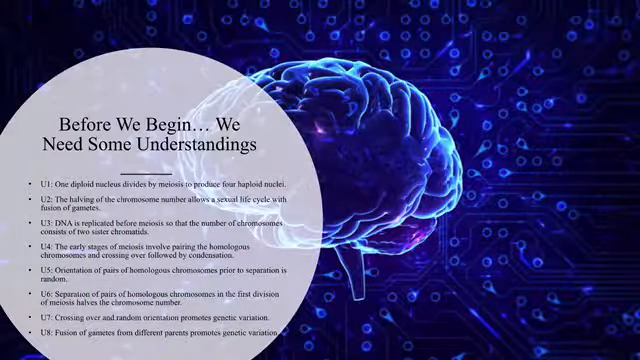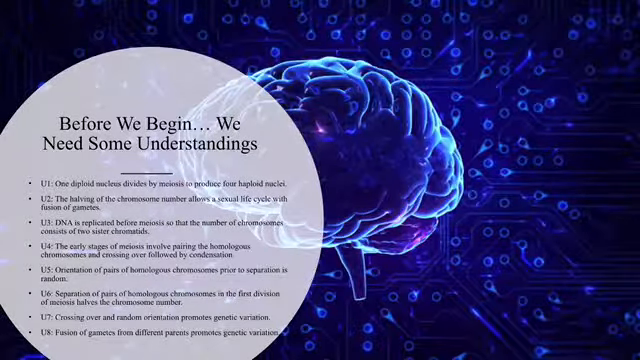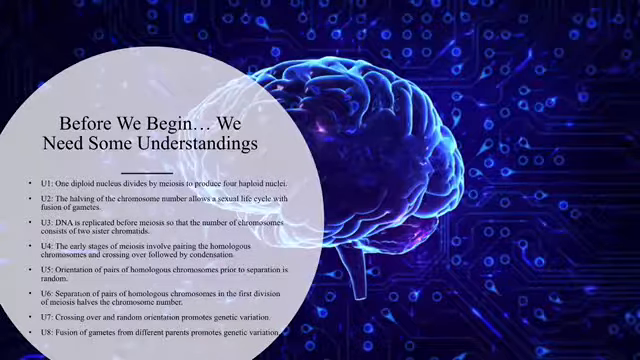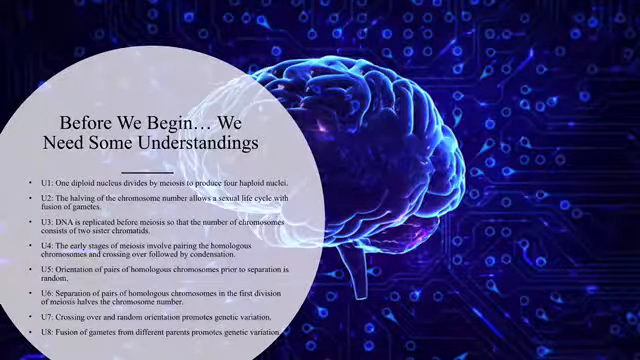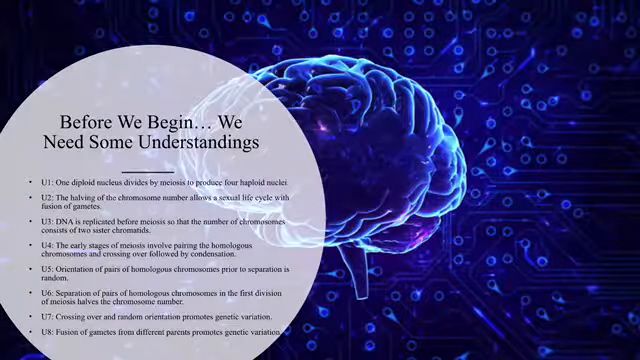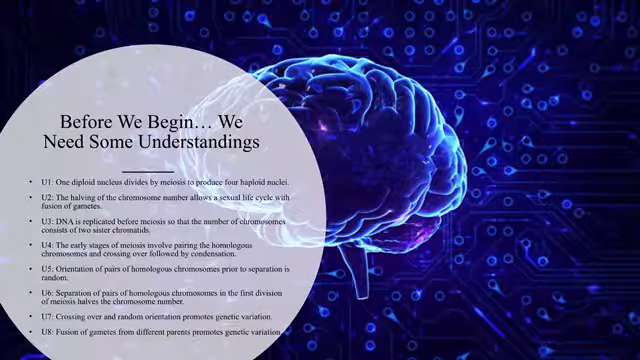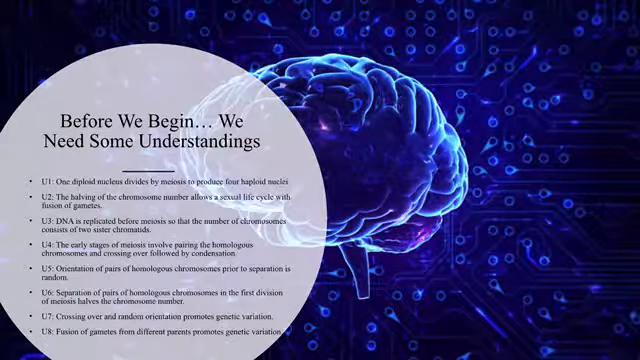So before we begin, we need some understandings, right? And so in this topic, we have 8. One diploid nucleus divides by meiosis to produce 4 haploid nuclei. The halving of chromosome number allows a sexual life cycle with the fusion of gametes. DNA is replicated before meiosis so that the number of chromosomes consists of 2 sister chromatids.